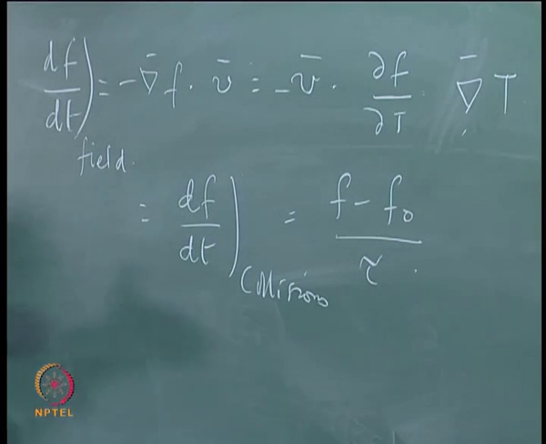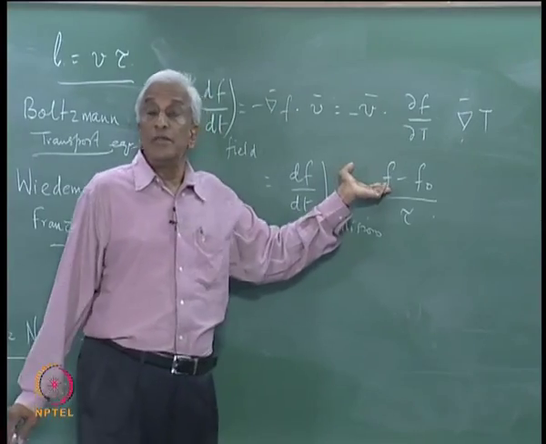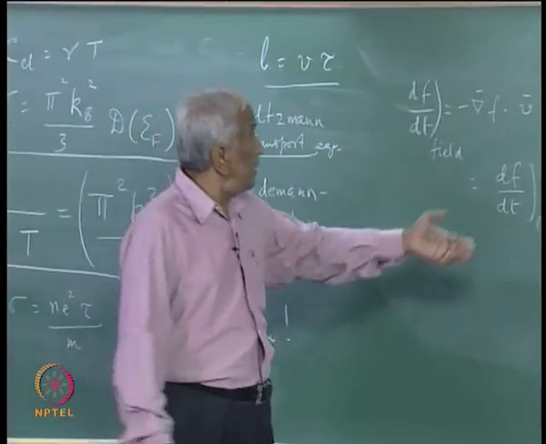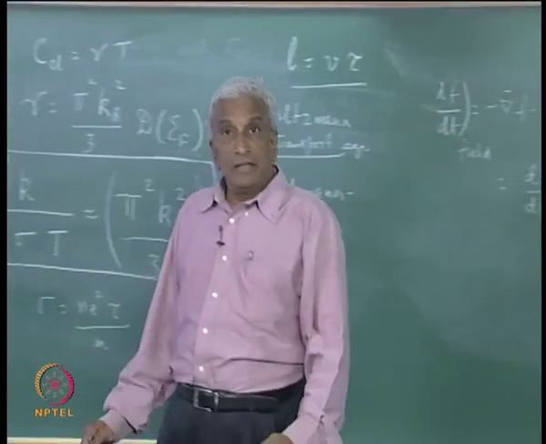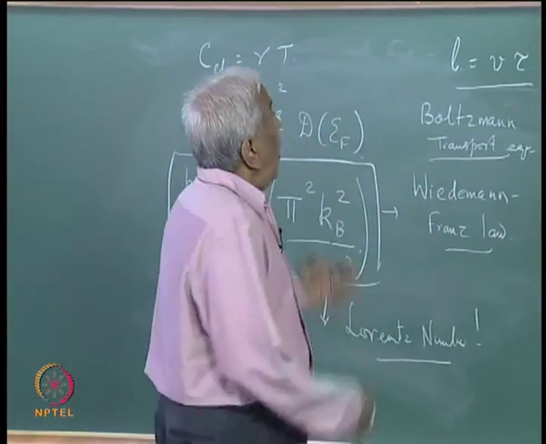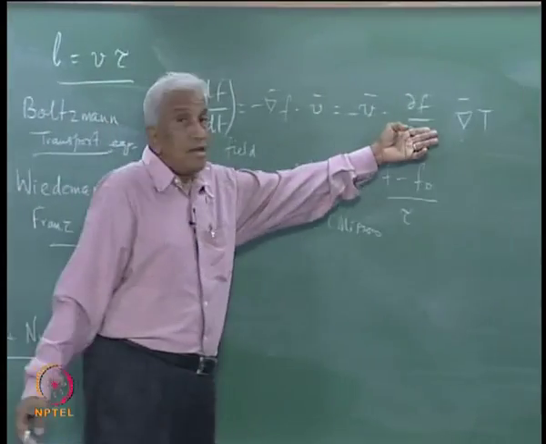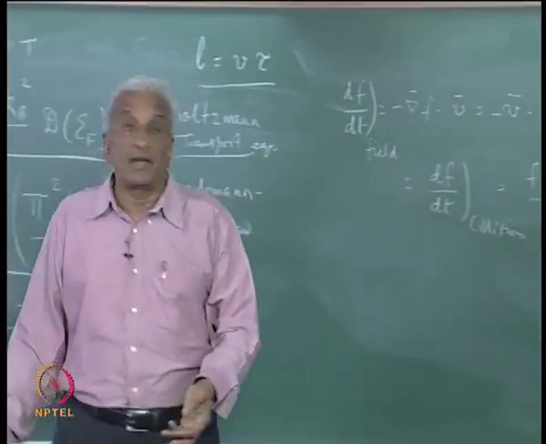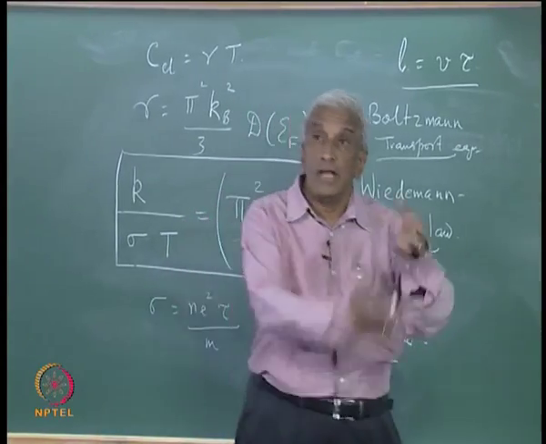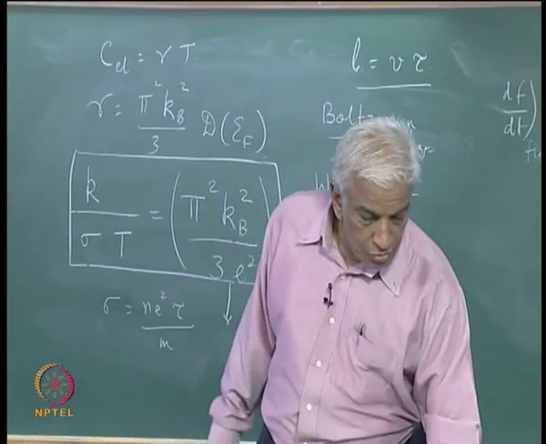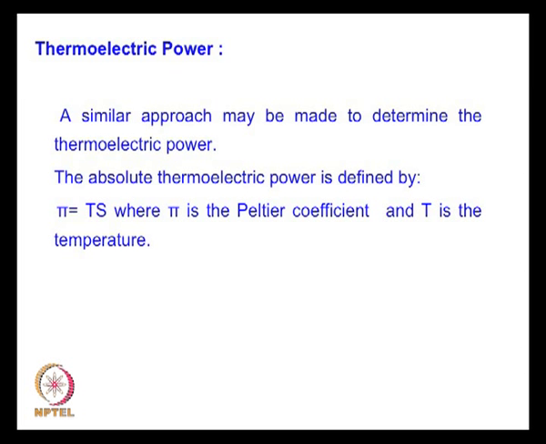Now, using this, we can express the distribution function in terms of the equilibrium distribution function and the other parameters involving the temperature gradient, and knowing the standard behavior of the Fermi-Dirac distribution, we can arrive at the same expression for the thermal conductivity, and in turn we can come back to the Wiedemann-Franz law.